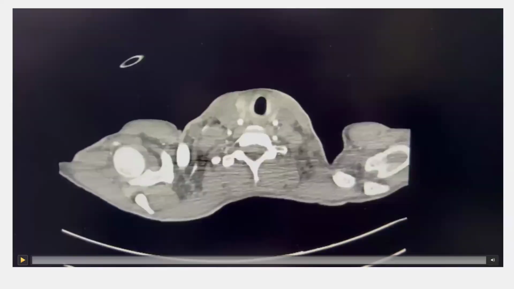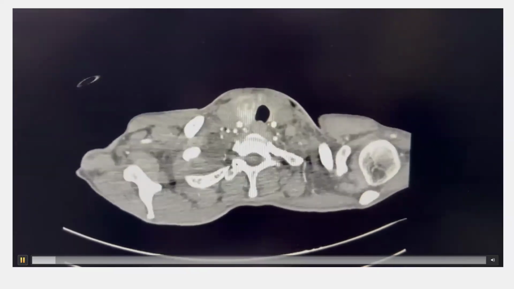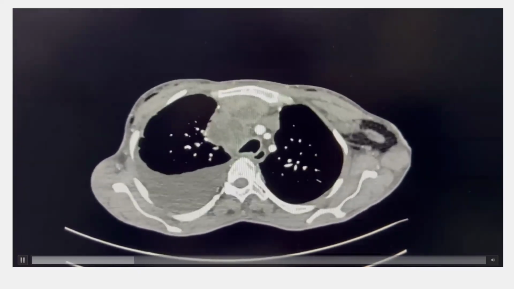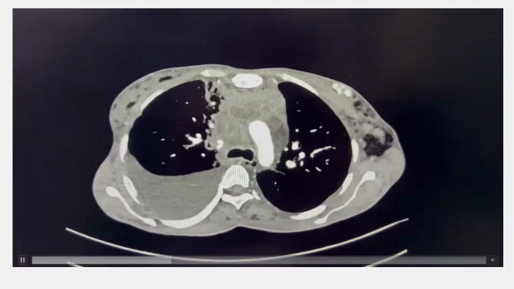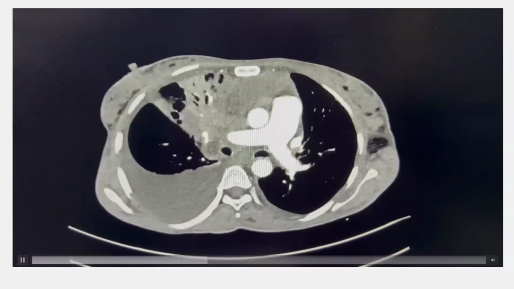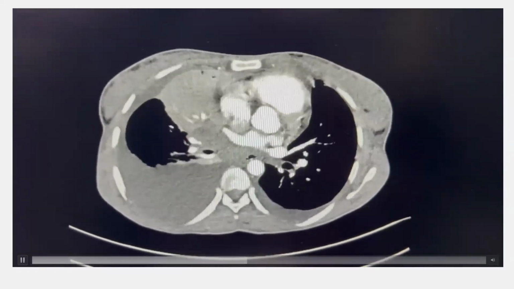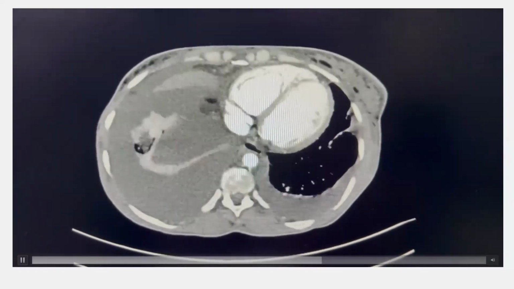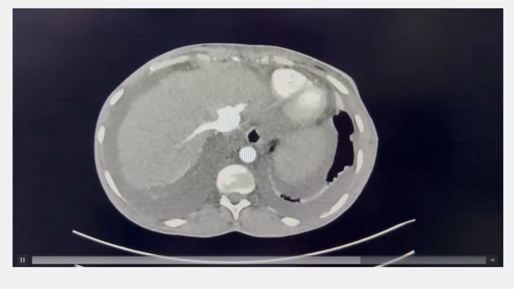So I'm just going to play you a quick video of the CT scan, and you can see there's a large effusion on the right, and then coming up in the anterior mediastinum, you can appreciate there's this anterior mediastinal mass there. There's a cursor. Oh, you can't see the cursor. I hope everybody saw it.